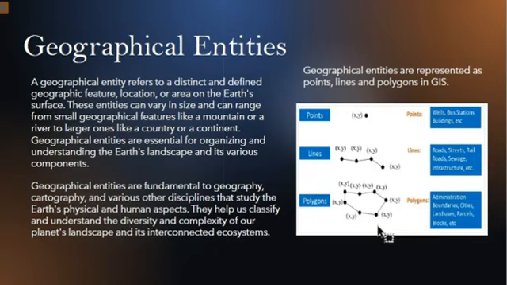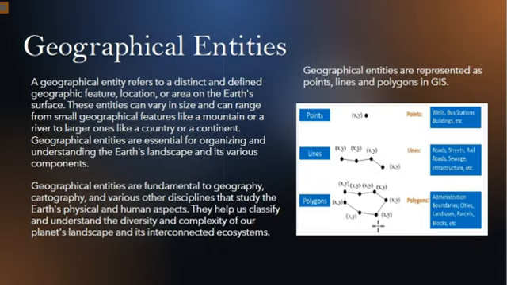A geographical entity refers to a distinct and defined geographic feature, location, or area on the Earth's surface. These entities can vary in size and can range from small geographical features like a mountain or a river to larger ones like a country or a continent. Geographic entities are essential for organizing and understanding the Earth's landscape and its various components. Geographical entities are fundamental to geography, cartography, and various other disciplines that study the Earth's physical and human aspects. They help us classify and understand the diversity and complexity of our planet's landscape and its interconnected ecosystem.